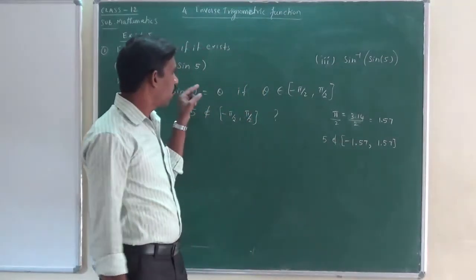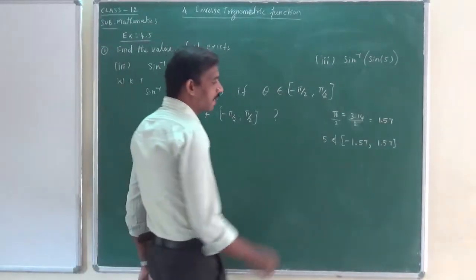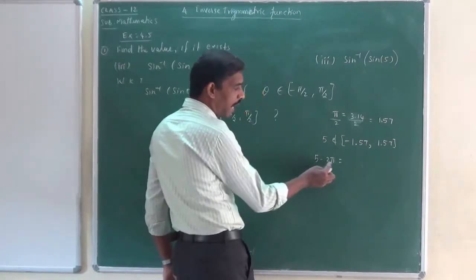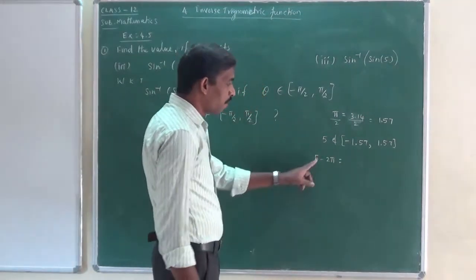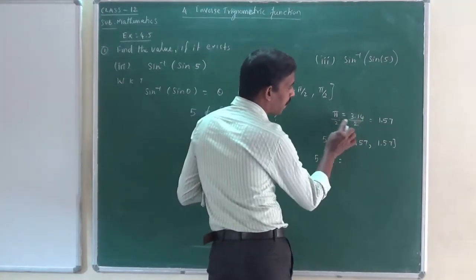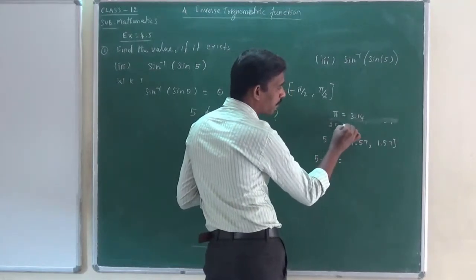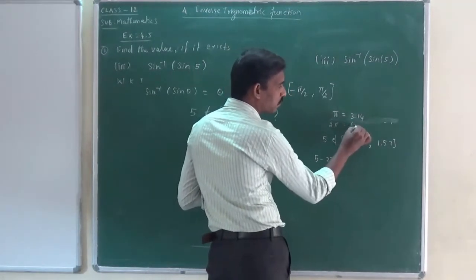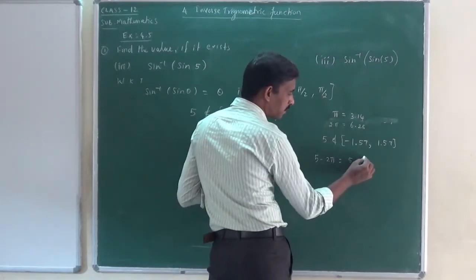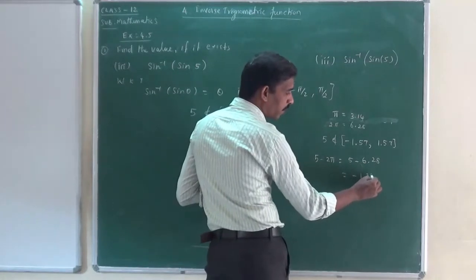But we want to find the value. So I added here 5 minus 2 pi. Now added minus 2 pi to this one. 5 minus 2 pi, what do you get here? Pi means 3.14. What about 2 pi? Multiply this by 2, so 6.28. Now 5 minus 6.28, what do you get? Minus 1.28.